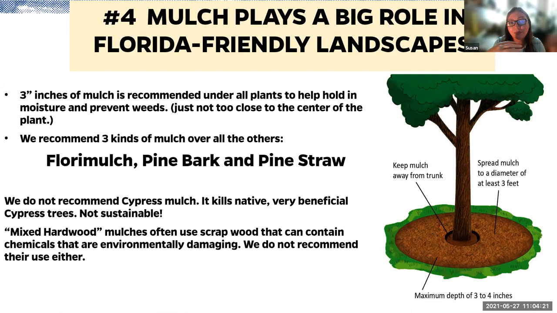We do recommend 3 kinds of mulch over all the others. I'll repeat this again as we go. Flora mulch, pine bark, and pine straw are the 3 most sustainable types of mulch that are recommended by the University of Florida. We do not recommend cypress mulch. It kills native beneficial cypress trees, so it is not considered to be a sustainable product. Mixed hardwood mulches often use mixed scrap woods that can contain chemicals that are environmentally damaging, so we do not recommend their use either.